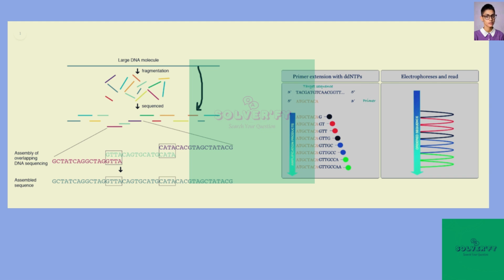It is a method where you take the target sequence and you replicate it, but along with regular nucleotides, you add dideoxynucleotide triphosphates. DNA is called deoxyribonucleic acid. It's like RNA, but it's deoxy. It's missing one oxygen. ddNTPs have dideoxy, so they are missing two oxygens. And the removal of that second oxygen means that when this ddNTP is incorporated in the chain, replication stops.